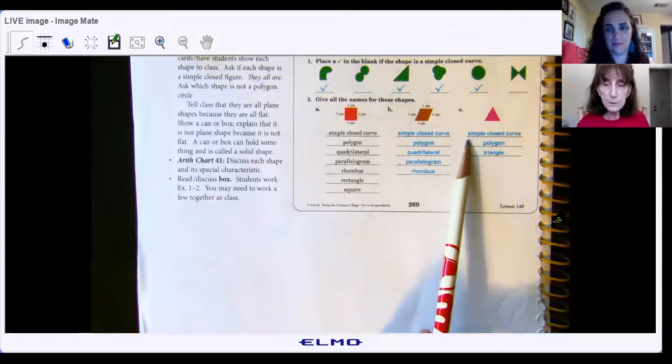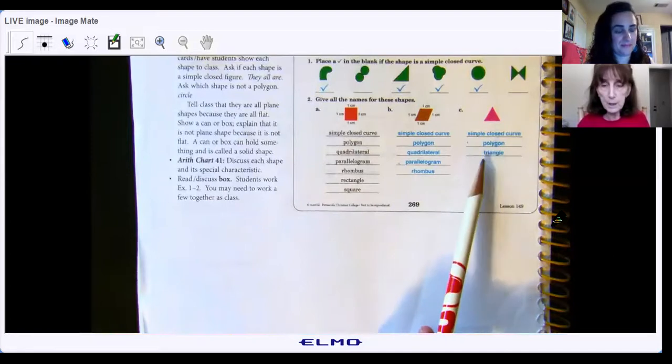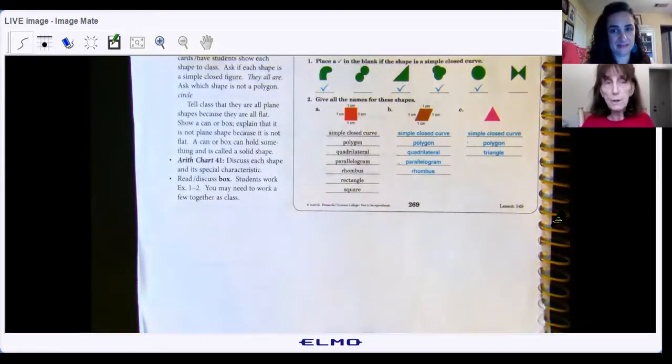It's a simple closed curve. There's no opening. It's a polygon because it's made up of straight line segments. And it's a triangle because it's 3. So you have 3 sides is a triangle, 4 sides is a quadrilateral, and depending on what kind it is.